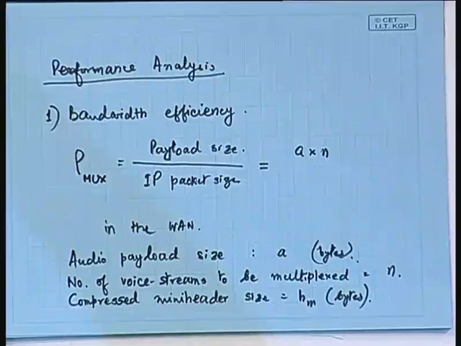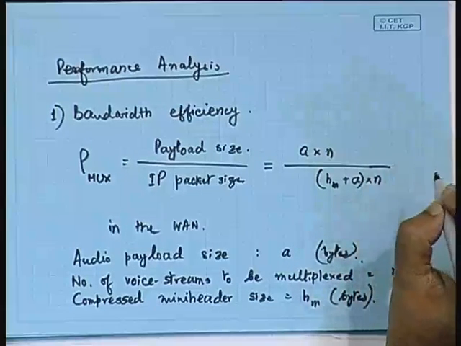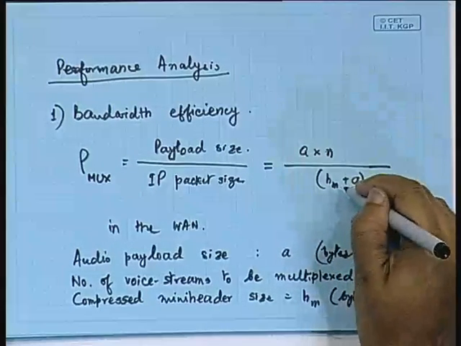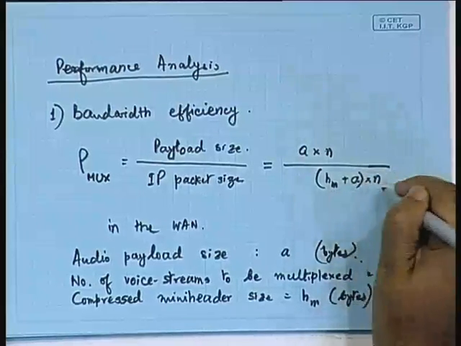HM is the mini header size. The mini header will be there in every stream, so HM plus A becomes the complete size of a particular stream, and there will be n such streams. So (HM plus A) multiplied by n will give us the mini headers plus the individual payloads for n such channels.